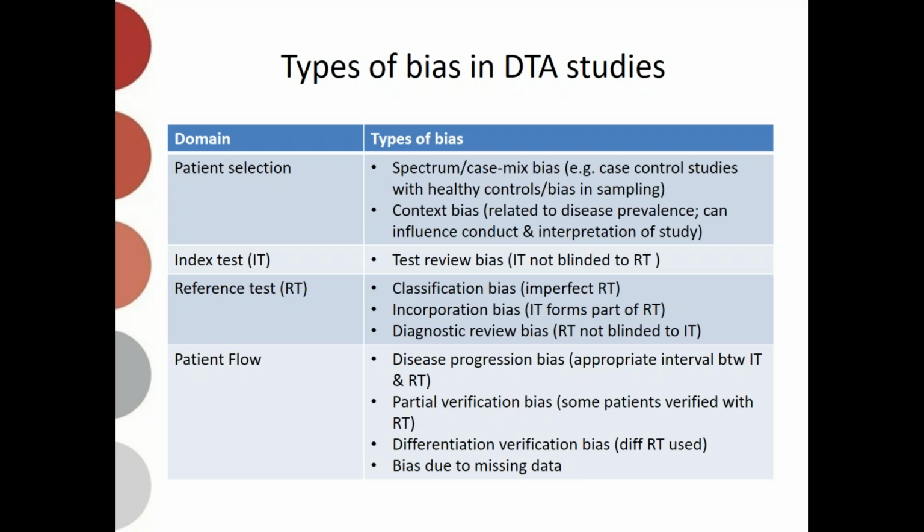Under the patient flow domain, you have disease progression bias. Ideally, you want the index test and reference test to be administered at the same time. So why is this important?